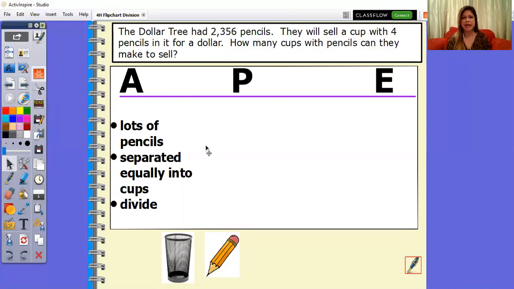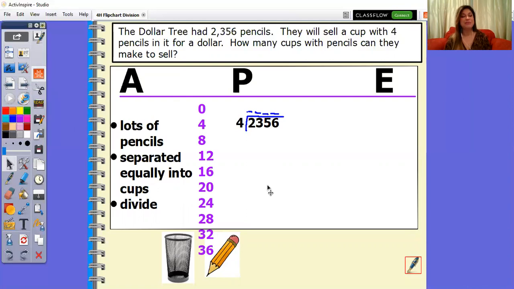Okay, so I analyzed it. Now I have to plan it out. What am I going to divide? Does it involve money? No, just a number of cups, but you know that each cup is $1, so it'll be the same answer. And this is what my setup will look like. Now, before you divide, and this is an order, before you divide, please write your multiples of the divisor that you're going to be dividing by. In this case, it's the 4.